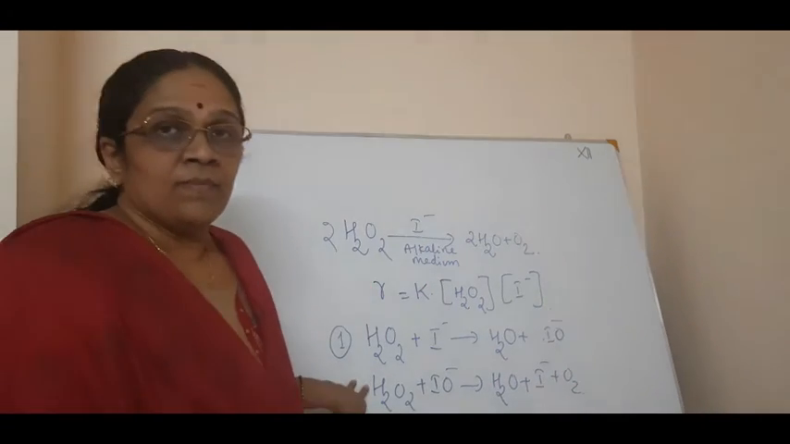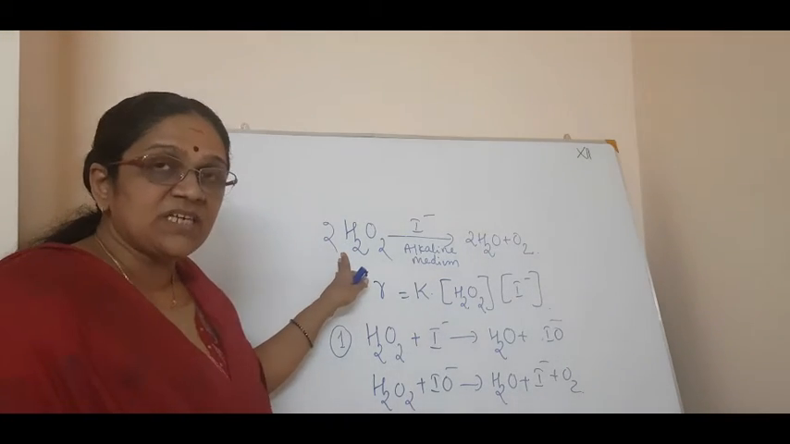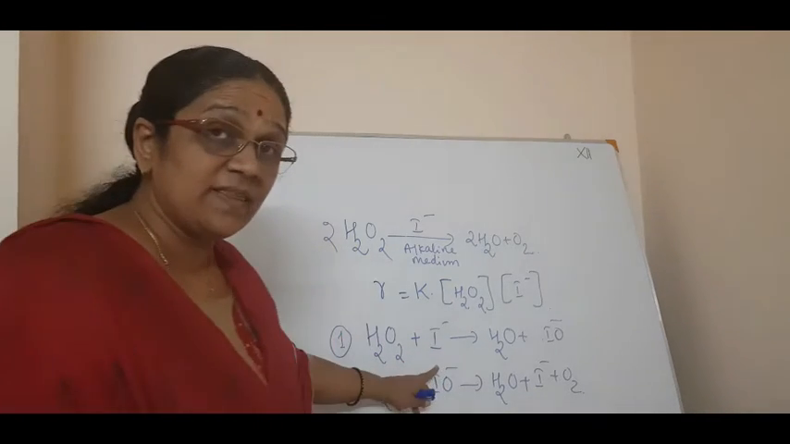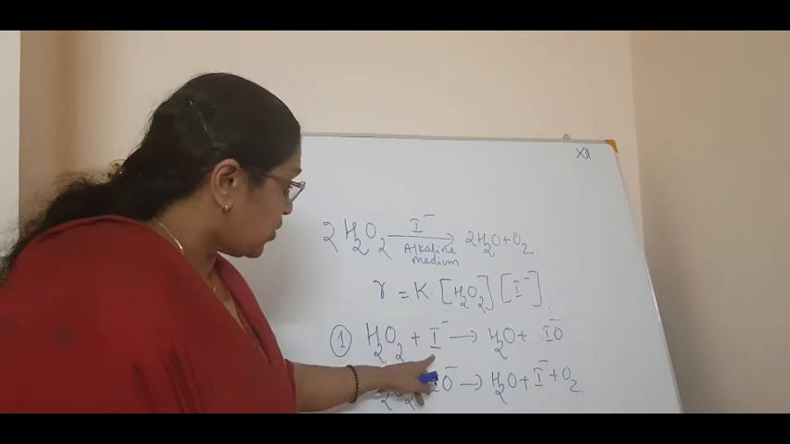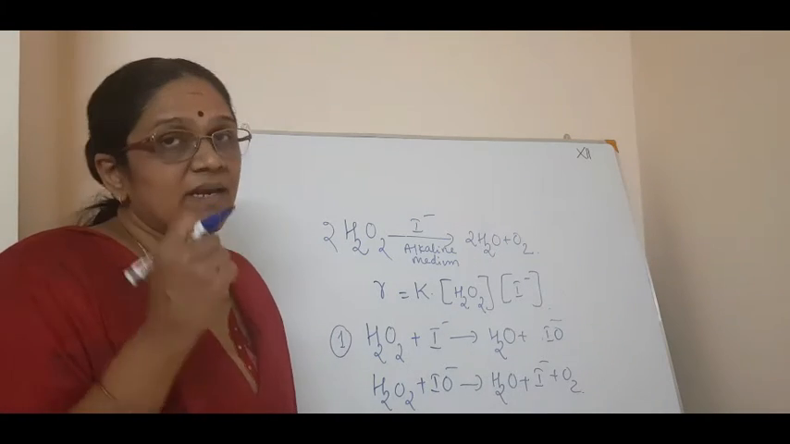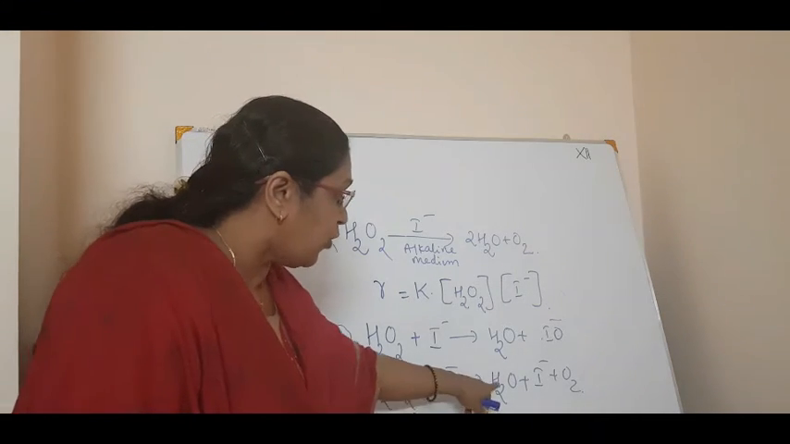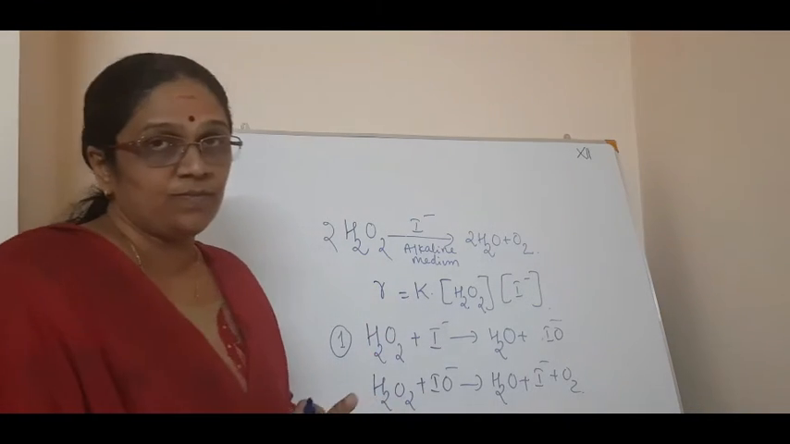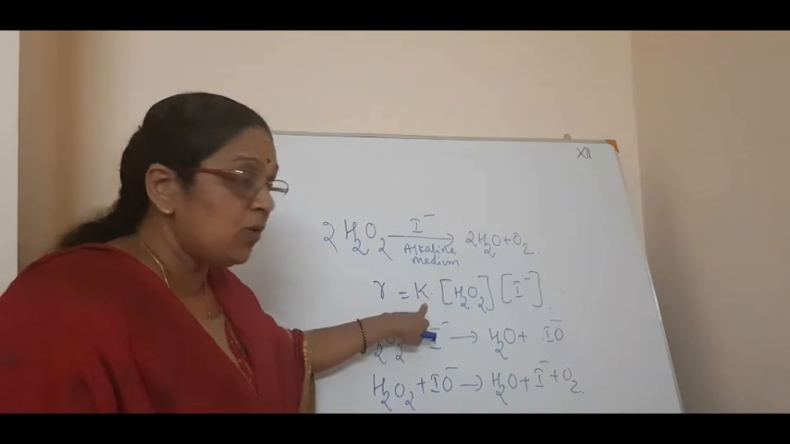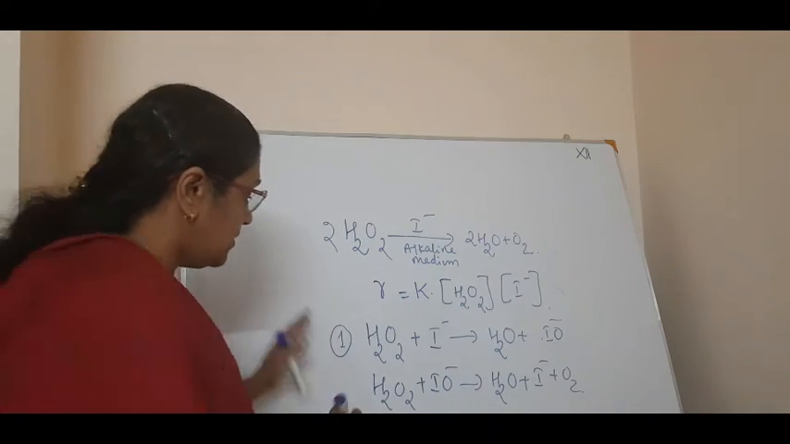See? Have you got this? This is a complex reaction which takes place in 2 steps. The first step is H2O2 plus I minus. Where does this I minus come from? That's a catalyst. So I minus will give you H2O plus IO minus. IO minus is an intermediate. Second step, again H2O2 reacts with the intermediate to form H2O plus I minus plus O2. See, you have experimentally proven that rate is equal to K into concentration of H2O2 and concentration of I minus.